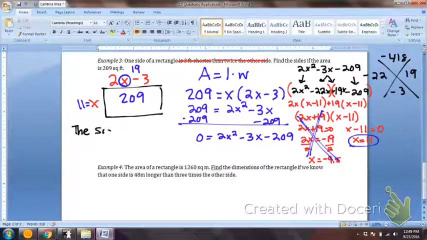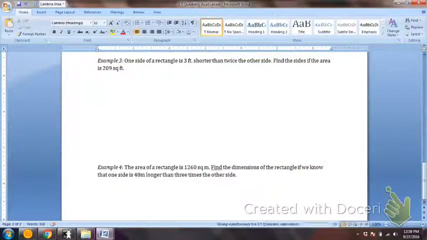Okay, but it said to find the two sides, right? It said find the sides. So the sides are 11 and 19 feet. Perfect. Thank you for putting your feet in the problem. Okay, long. The sides are 11 and 19 feet long. Excellent. Okay, questions on that? Setting it up is probably the hardest part. Okay? So let's look at example 4.